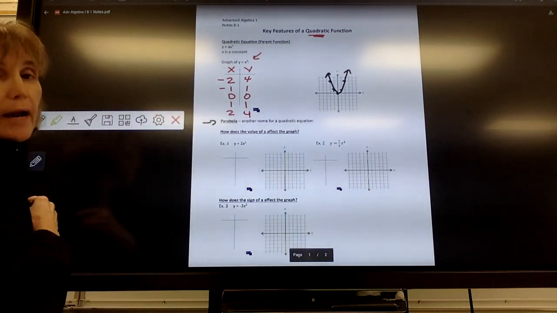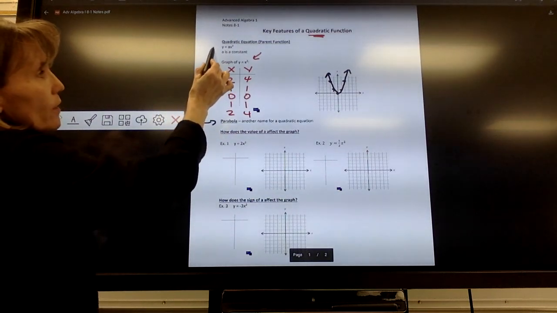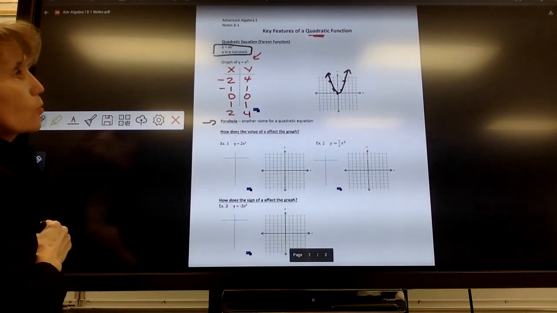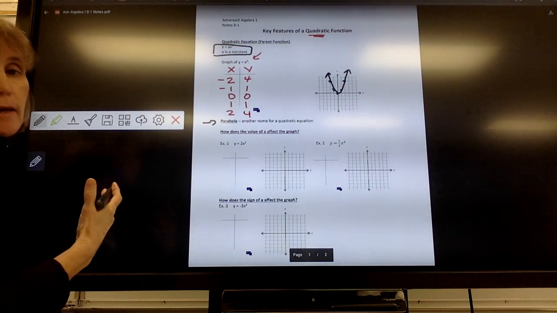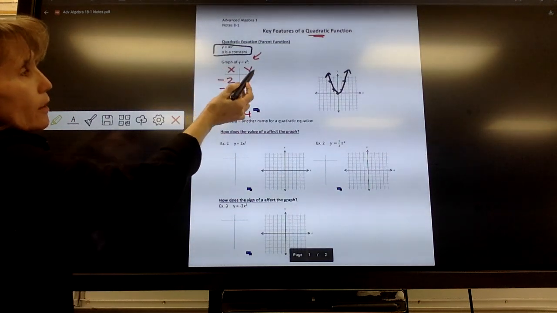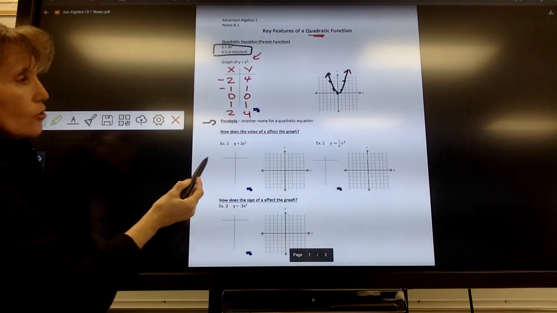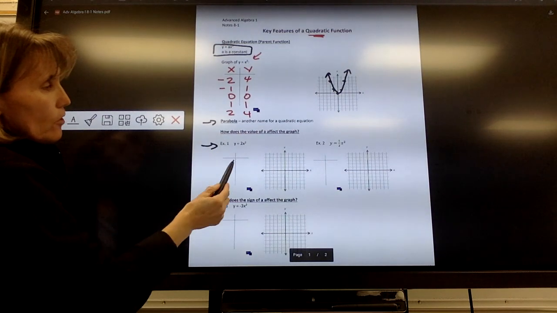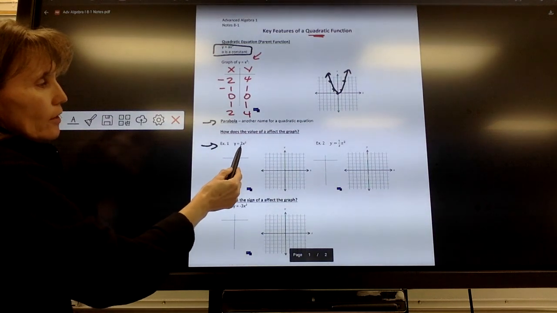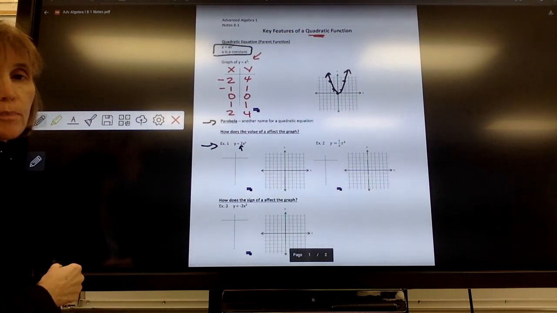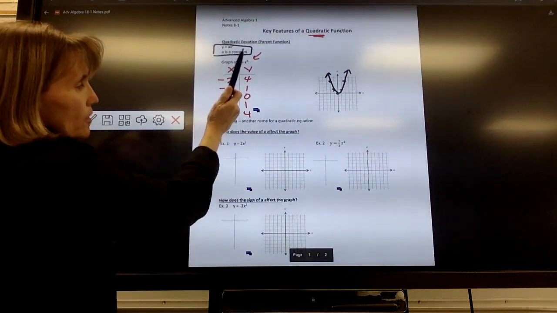Okay, we call this the parent function. This equation right here, y equals ax squared. A is a constant, so a can be 1. In this case, a is 1. But we can have other constant terms there. For example, we could have y equals 2x squared. In that case, your value for a is a 2. That can change. But we call this the parent function.